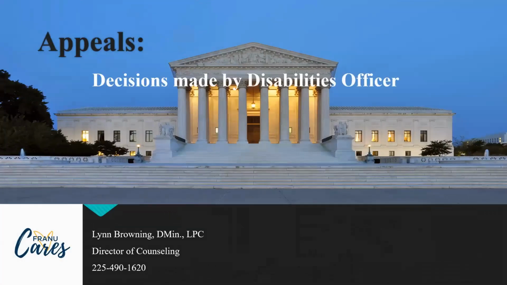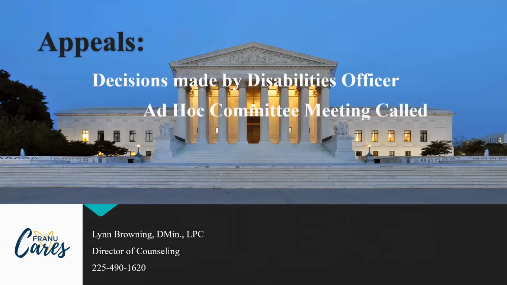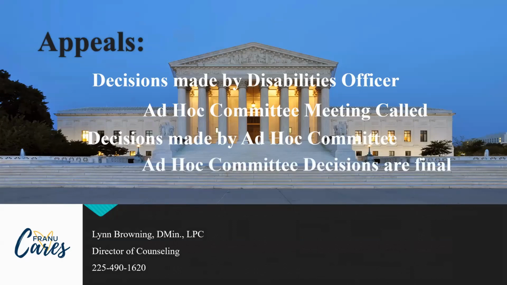Does the student have a right of appeal? Any decisions made by the disabilities officer may be appealed in writing. Once the appeal is received, a committee meeting of the ad hoc committee will be called, and they will review the appeal and the documentation, and they will issue a determination. Decisions made by the ad hoc committee at all points are final and cannot be appealed.